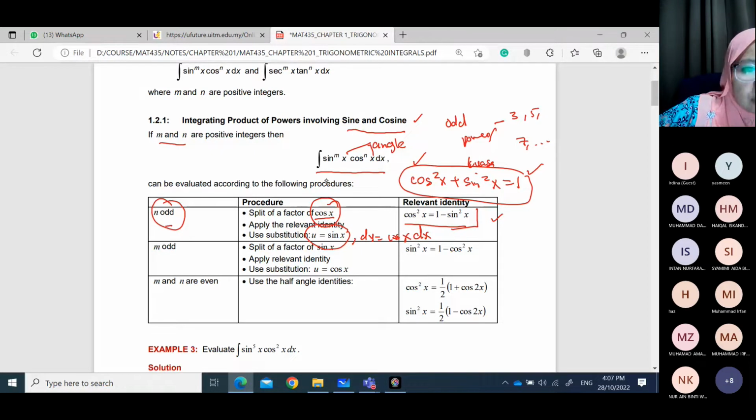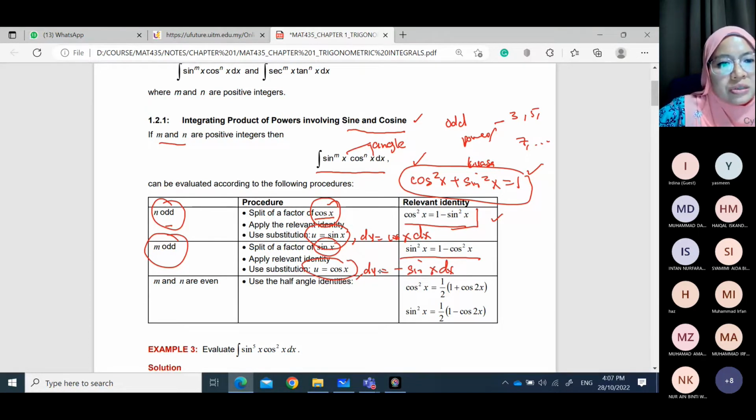So next, kalau power bagi sin odd. Okay, so power bagi sin odd. So you kena split ataupun you kena faktorkan bagi sin x. And then identity yang kita gunakan adalah yang ini, iaitu sin square x. Okay, and then substitute cosine x into u. And then kita differentiate, then kita akan dapat du equal to negative sin x dx. Kemudian you integrate berdasarkan u lah, sebab kita dah gantikan cosine x ke dalam u. Okay. Right, so ini yang berkaitan dengan power yang kuasa yang ganjil.